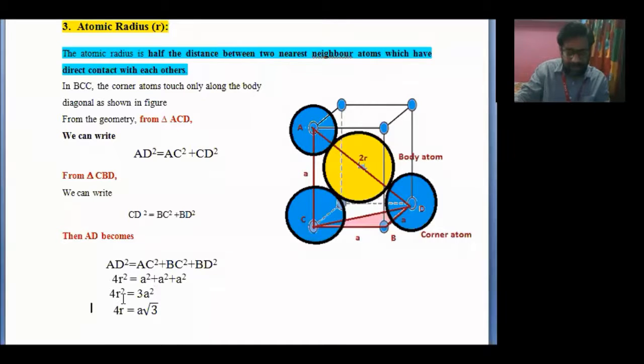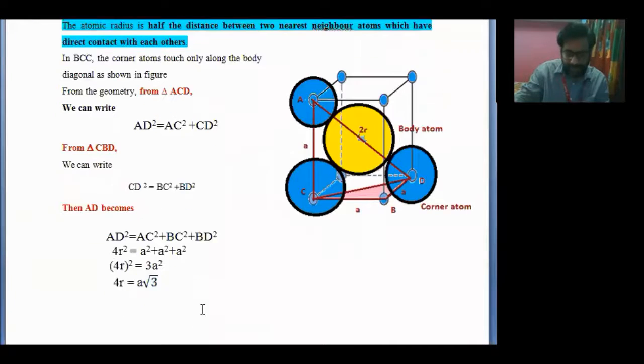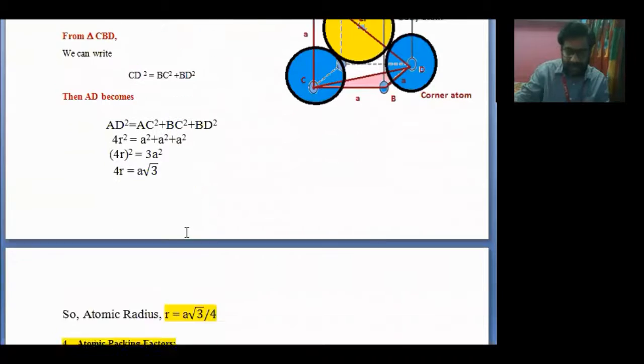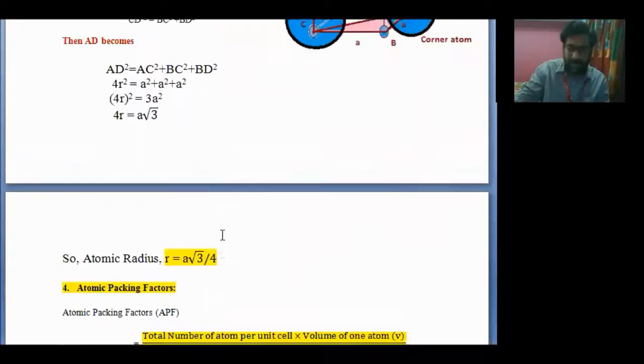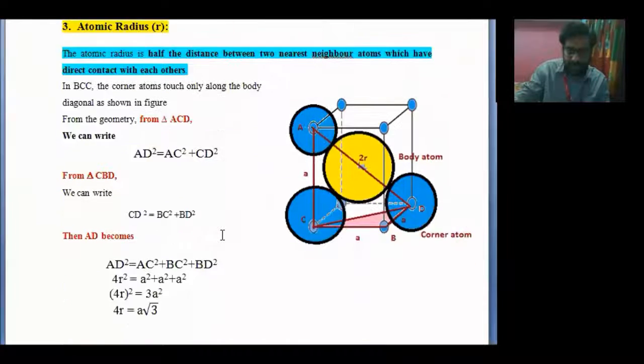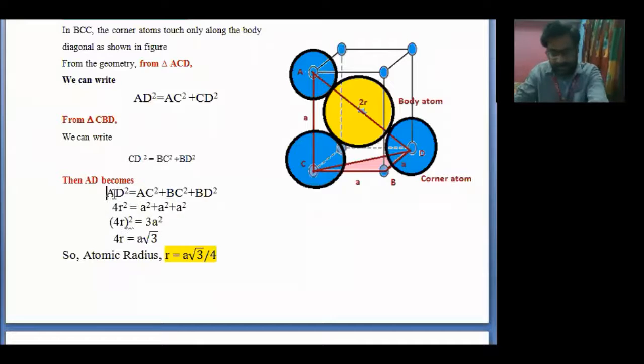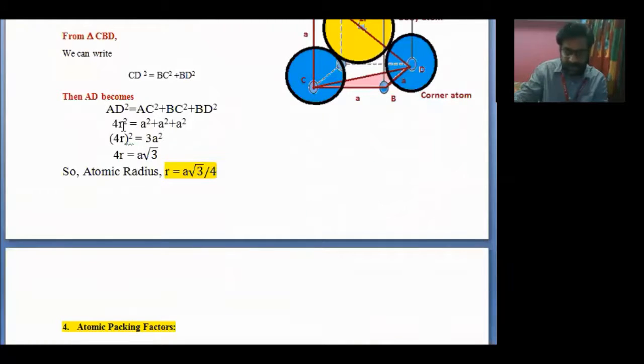By removing the square term, we can write 4R is equal to A root 3. So from this, we can write R is equal to A root 3 by 4. So this is the parameter for the atomic radius. These are the steps we have to follow.